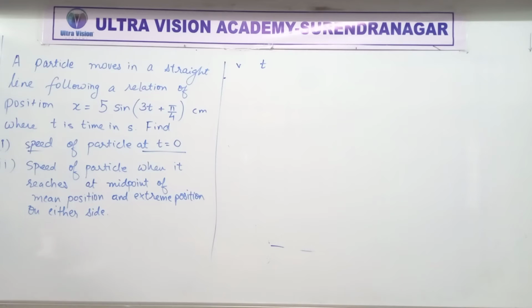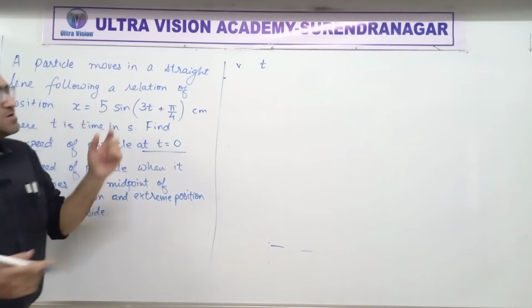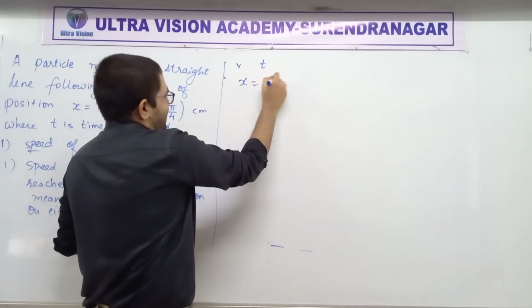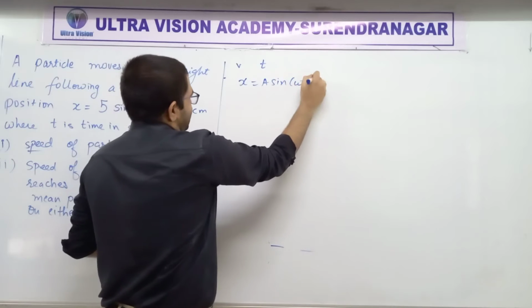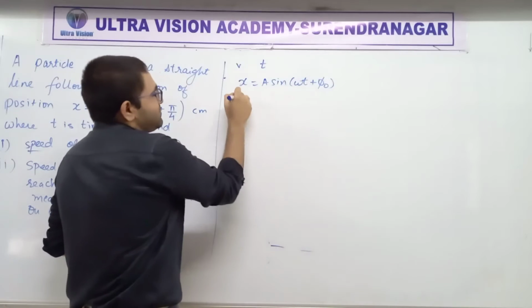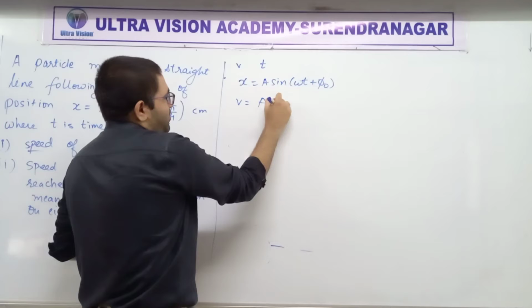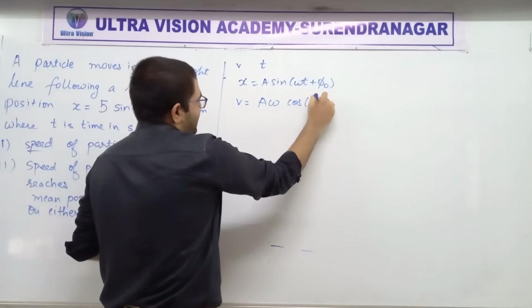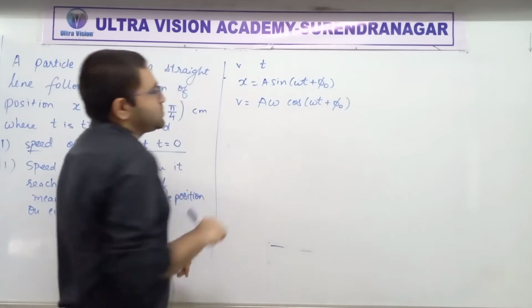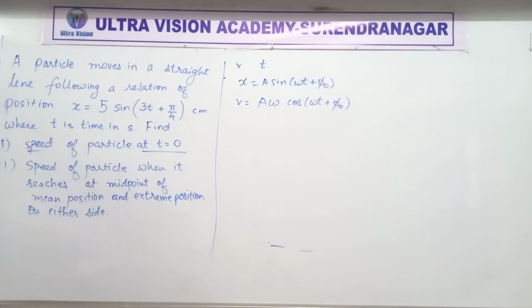Instead of omega you may write w, no problem, everyone. I will understand that it is omega. So if this is of the type x equal to A sin(omega t plus phi 0), then v will be equal to A omega cos(omega t plus phi 0). Understood? Right? So let's use that.